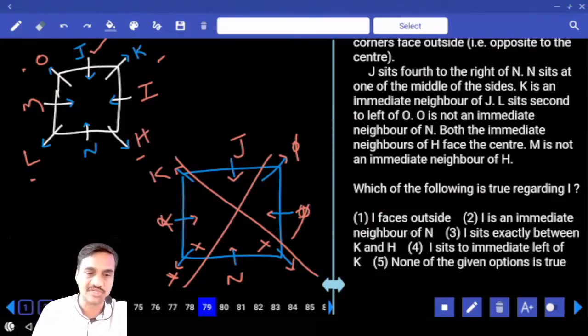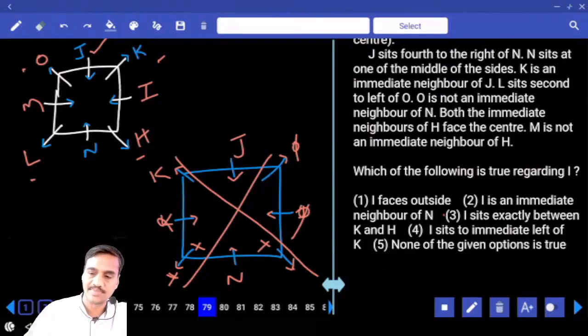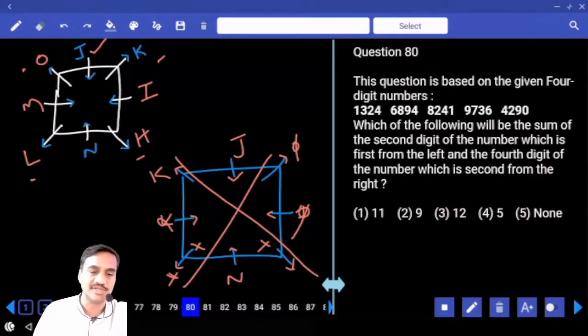I faces outside, that is false. I is an immediate neighbor of N, that's again false. I sits exactly between K and H, definitely true, choice 3. And 79, it is choice 3. Then coming to this 80.